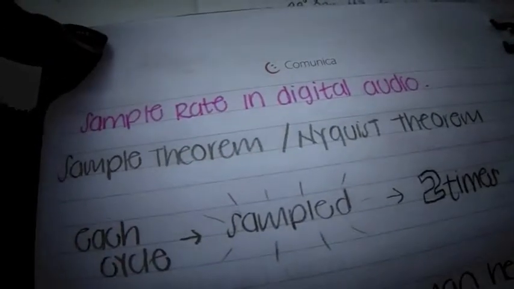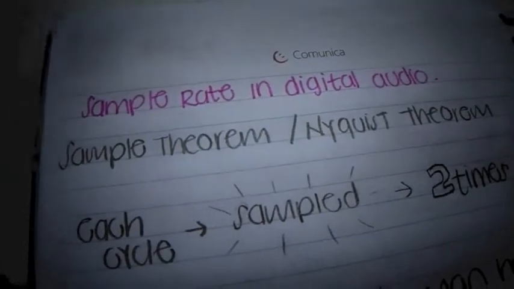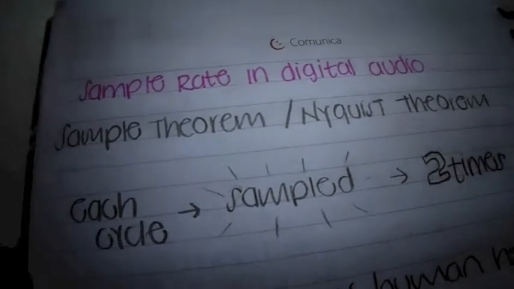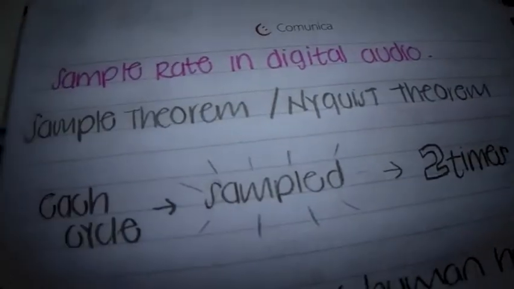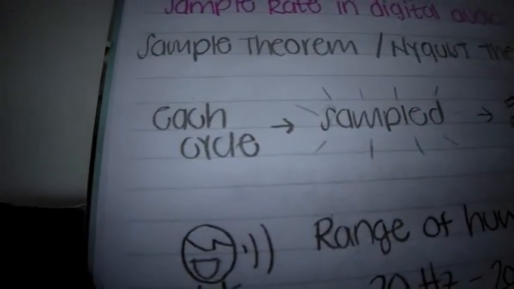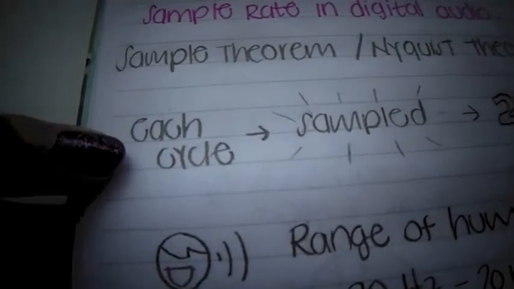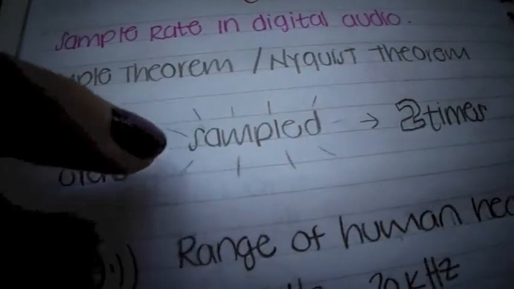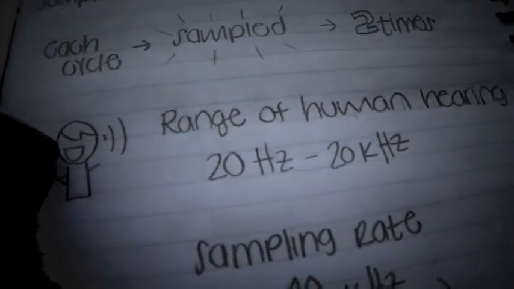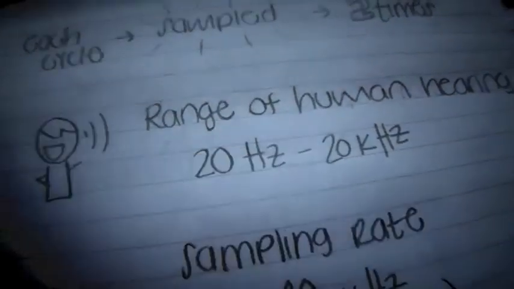Now, the sample rate required for digital audio is driven by a basic and fundamental theorem which is called the sampling theorem, or also the Nyquist theorem. What this theorem is telling us is that in a given frequency of sound, each cycle has to be sampled at least 2 times. Now let's remember that the range of human hearing goes from 20 Hz to 20 kHz.